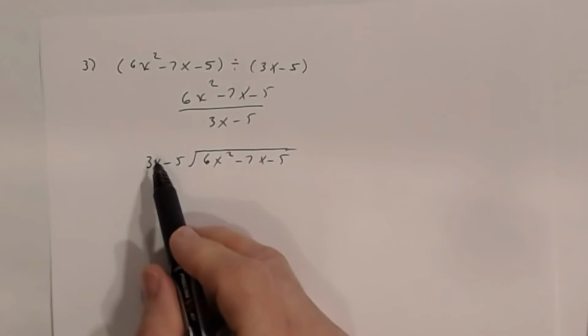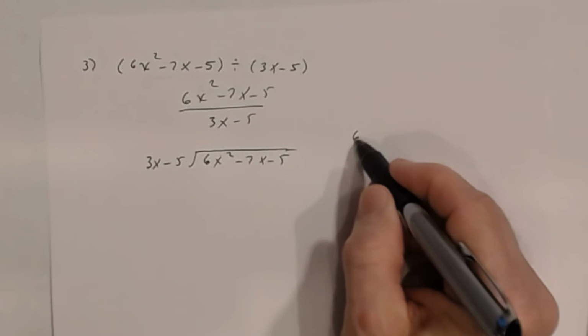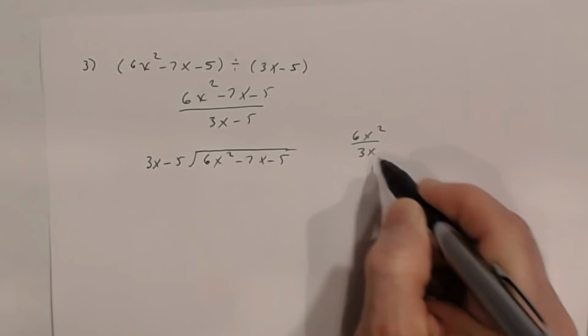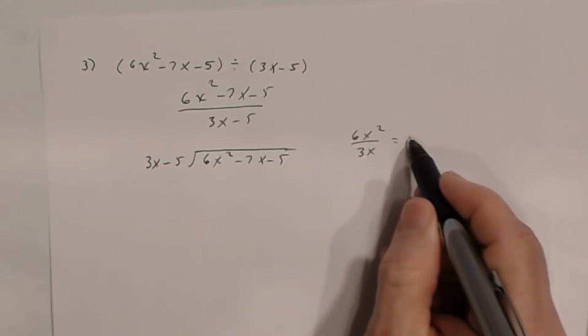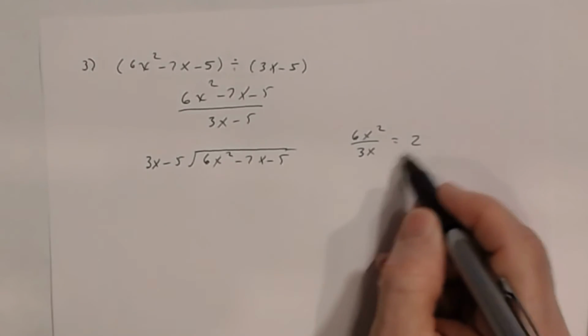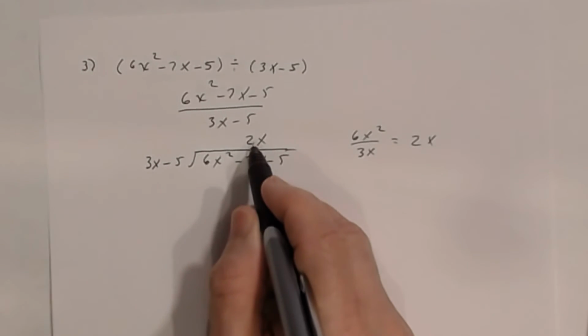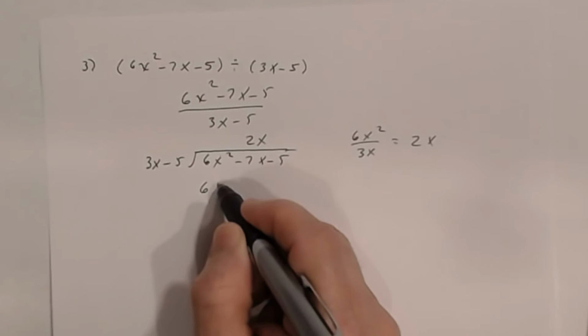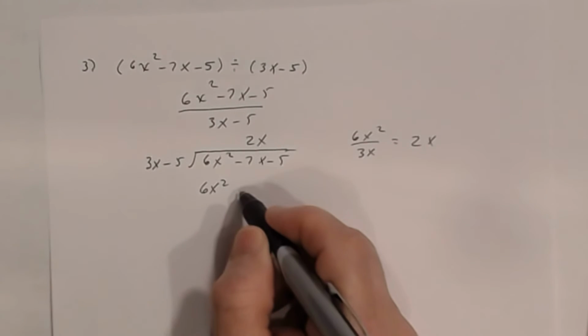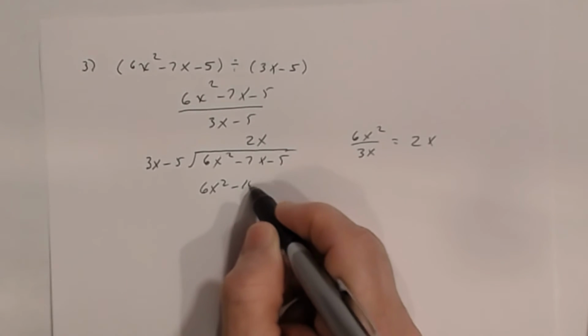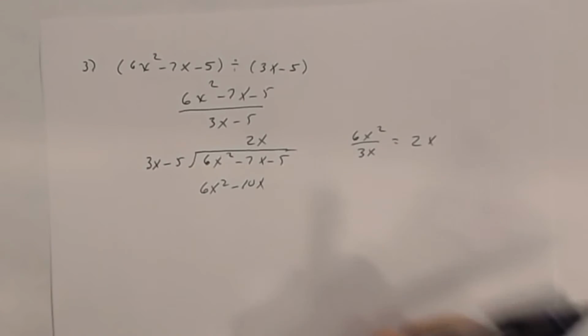All right, so first divided by first. So 6x squared divided by 3x. When I reduce that, 6 divided by 3 is 2. X squared divided by x is x. So that's 2x. And then we multiply. 2x times 3x is 6x squared. 2x times a negative 5 is a negative 10x. And then we're going to subtract.